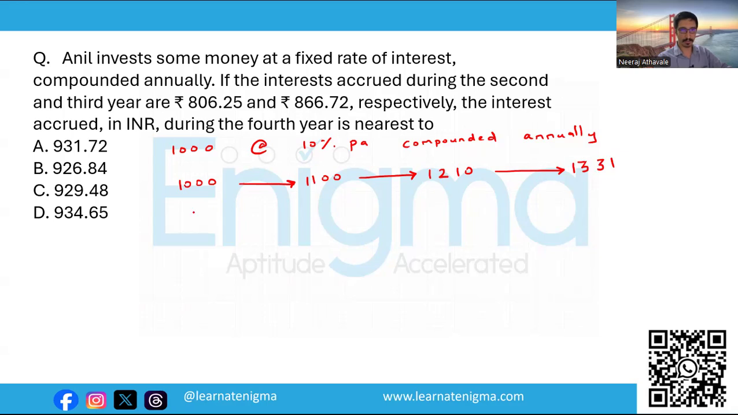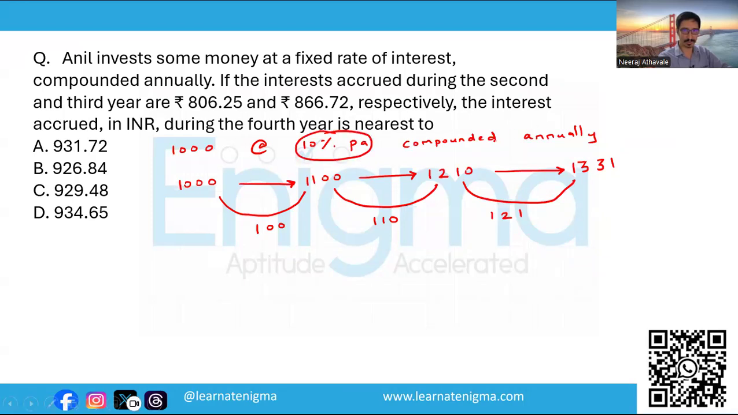1331. So if you observe, the interest earned in the first year is 100 rupees, the interest earned in the second year is 110 rupees, and the interest earned in the third year is 121. So at 10% per annum, which is the compound interest rate, we can see that the interest is also increasing by the same percentage every year. Okay, so the same logic will apply over here.